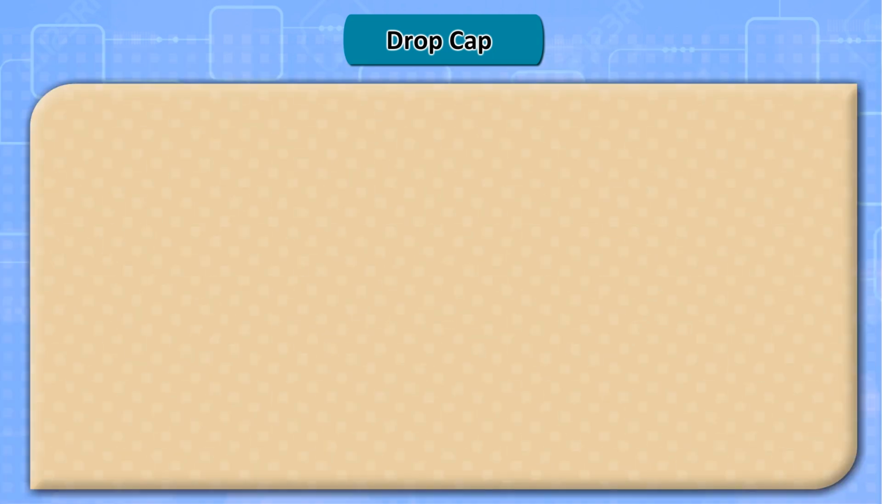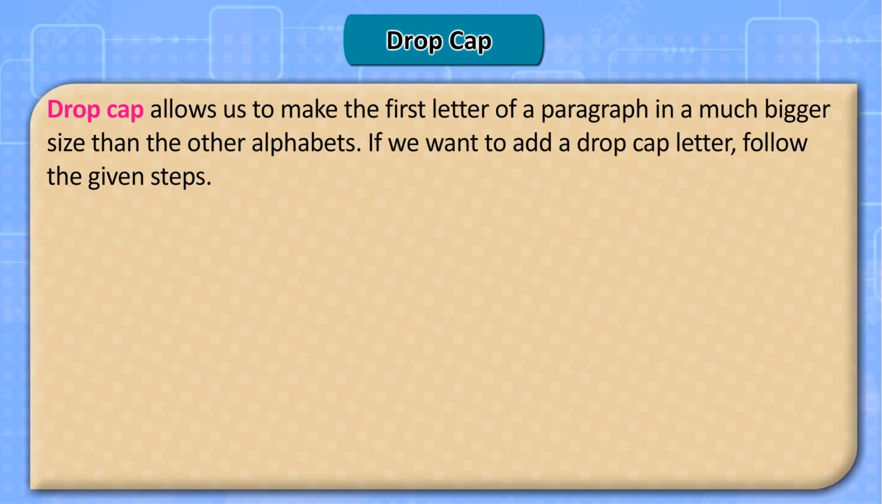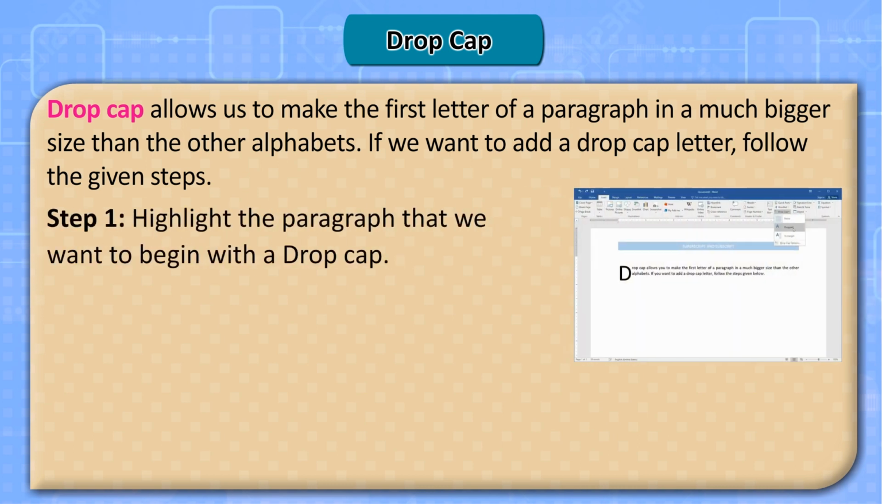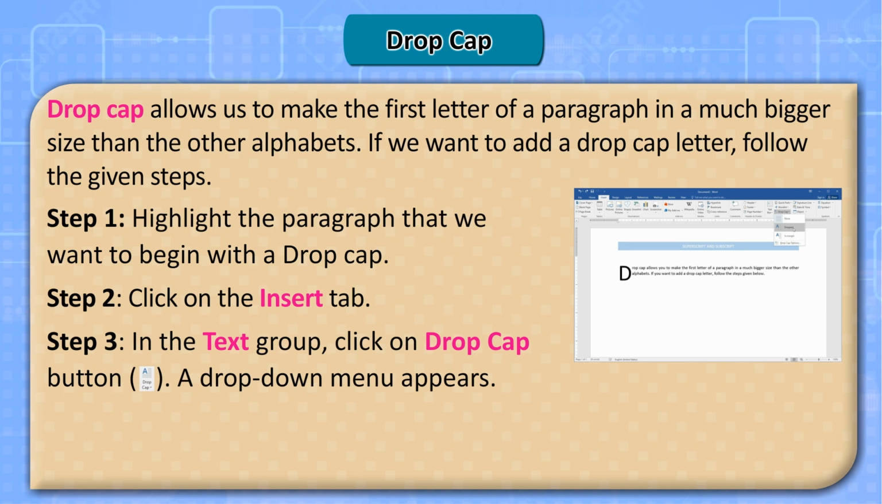Drop cap. Drop cap allows us to make the first letter of a paragraph in a much bigger size than the other alphabets. If we want to add a drop cap letter, follow the given steps. Step 1. Highlight the paragraph that we want to begin with a drop cap. Step 2. Click on the Insert tab. Step 3. In the text group, click on Drop Cap button.